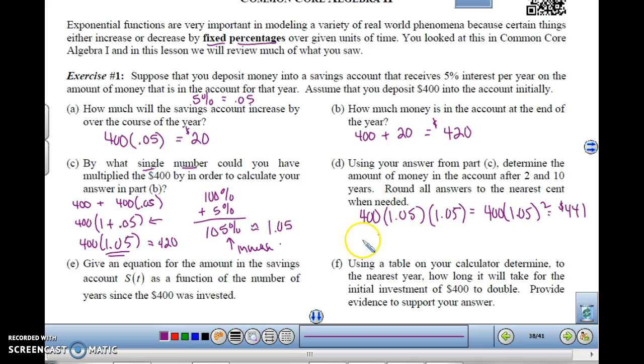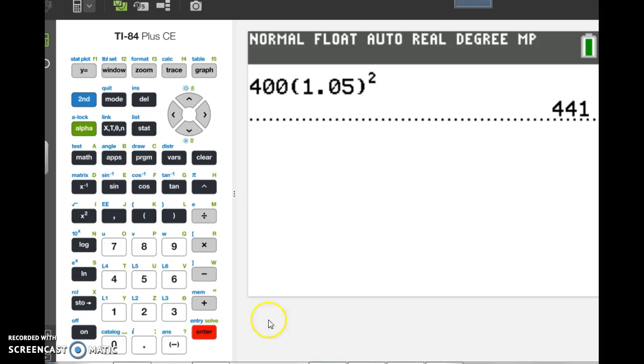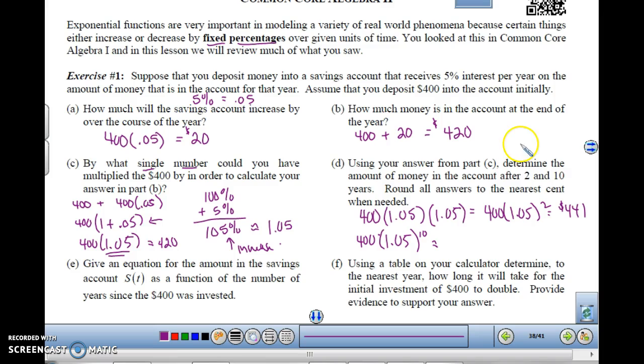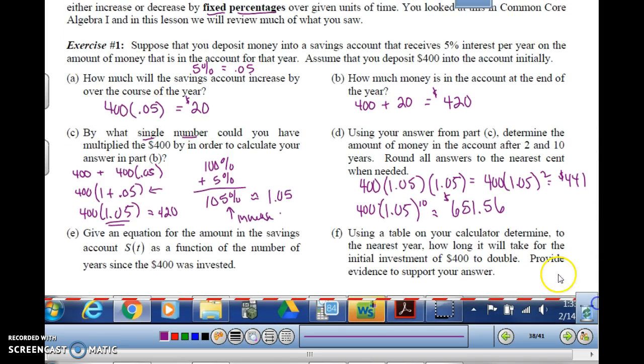So what do you think after 10 years? It would be 400 times 1.05 multiplied how many times? It would be 10 times. So 400 times 1.05 raised to the 10th power. Rounded to the nearest cent, it would be $651.56. Okay, so notice the pattern here.